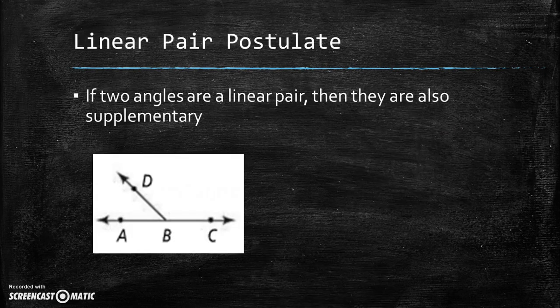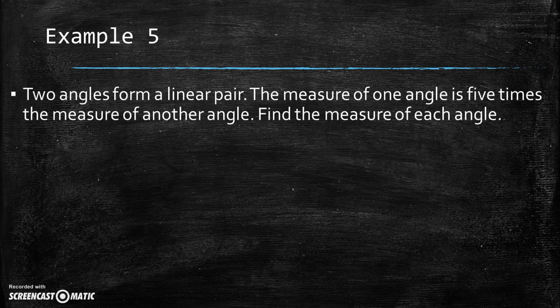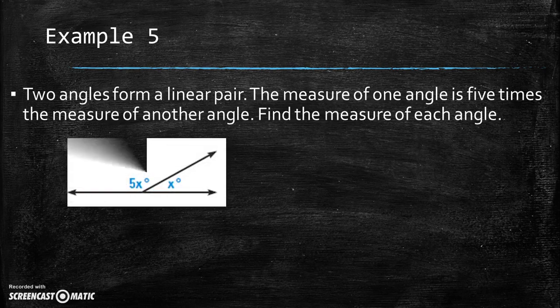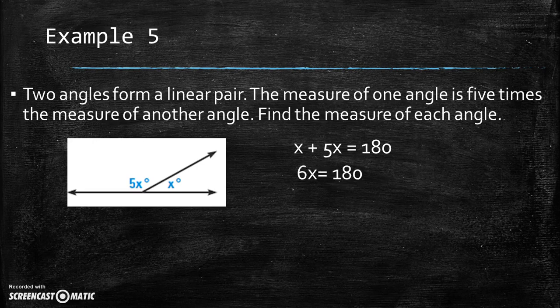The linear pair postulate states that if two angles form a linear pair, then they're supplementary, right? They add up to 180. So our example of this is two angles form a linear pair. The measure of one of the angles is 5 times the measure of the other. Alright, so one angle is x, the other angle is 5x, and they add up to 180. Combine like terms, we get 6x, divide by 6, and we find that x is 30. Now it says find the measure of each angle. So one angle is 30 degrees, the other one is 5 times 30, which is 150.